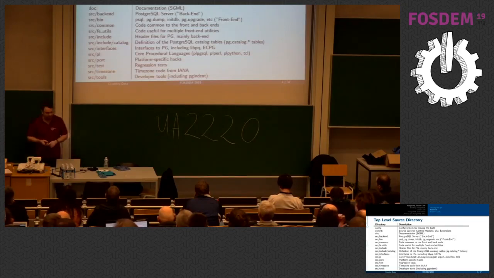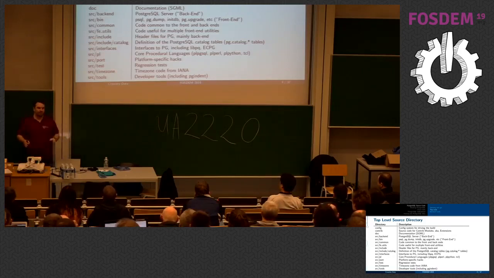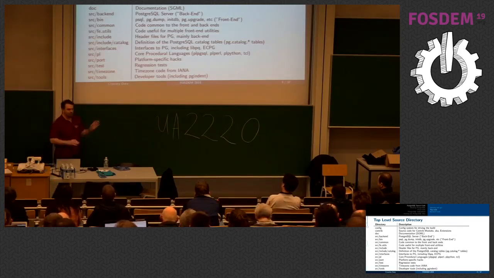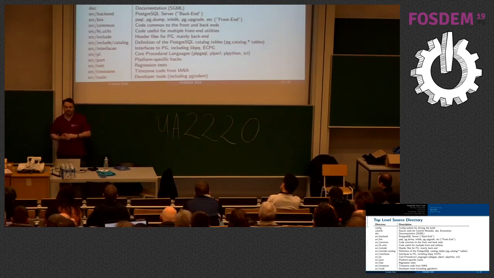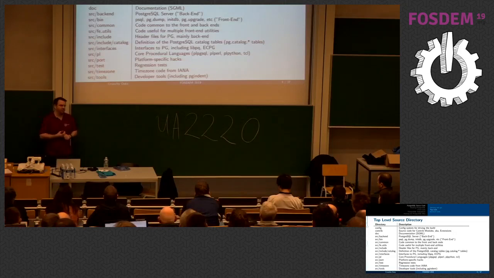We then have src/port. That's pretty straightforward. It's just a bunch of platform-specific hacks because Postgres is supported on a stupidly large number of different platforms. We then have a test system. The regression test system is actually really straightforward in terms of src/test. It is write some SQL, run it, track whatever the results were, and shove it into an expected file, and that's your regression test, right? That's when you're adding new tests to Postgres. That's how it works.